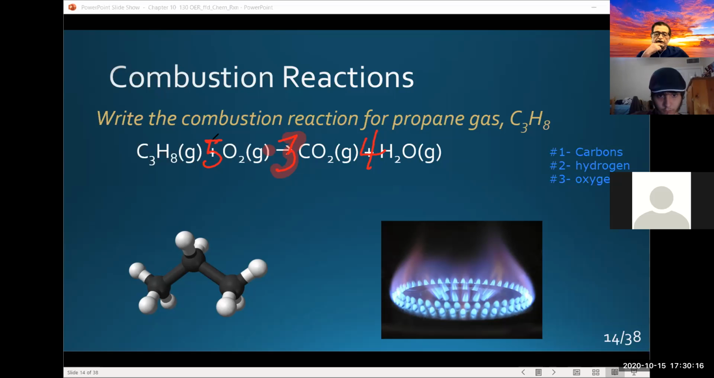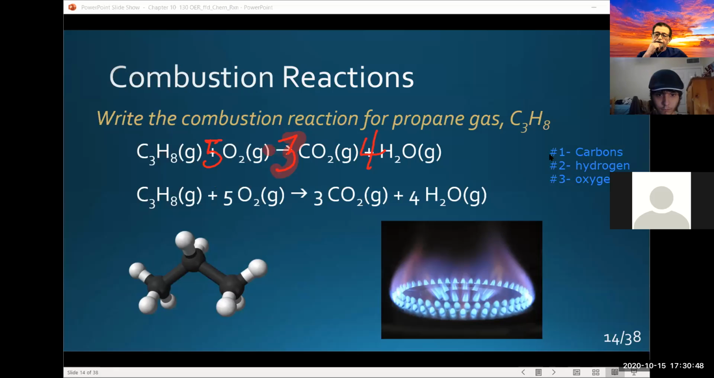Is Mother Nature happy here? That's the question. I have 3 carbons here, 3 carbons here. I have 8 hydrogens here, and 8 in the form of water. I have 10 oxygens, 6 of them in the form of carbon dioxide, four of them in the form of water. And now I have 5 molecules of oxygen, so a total of 10. And so, yes, I have a balanced chemical equation.